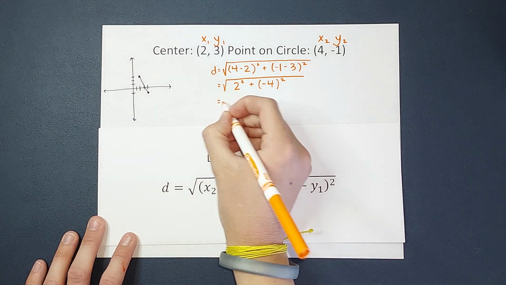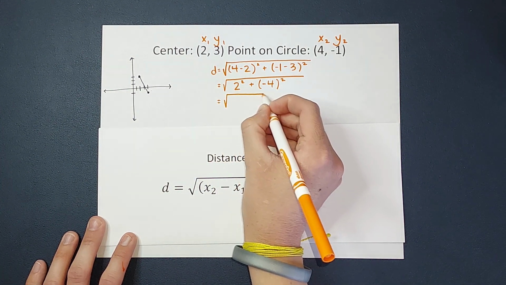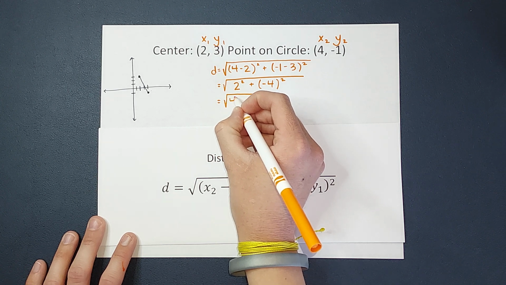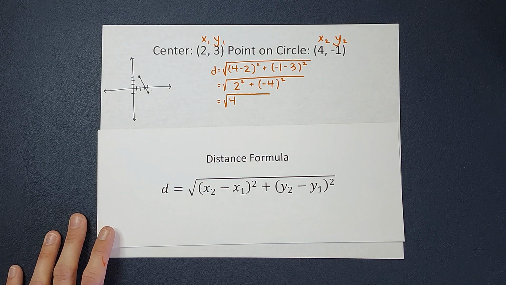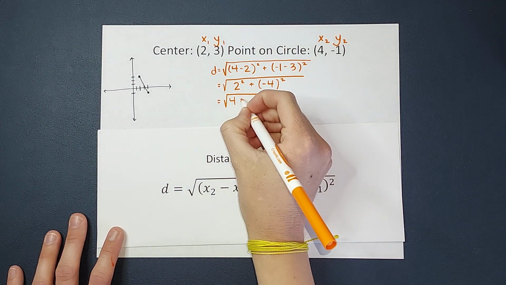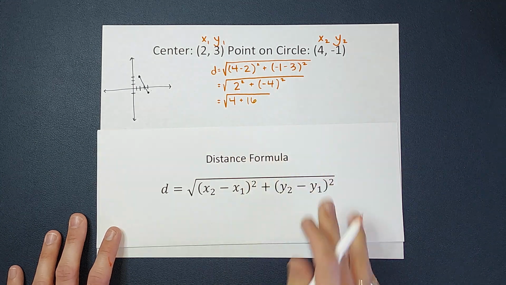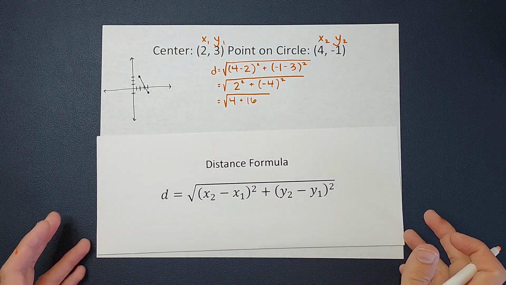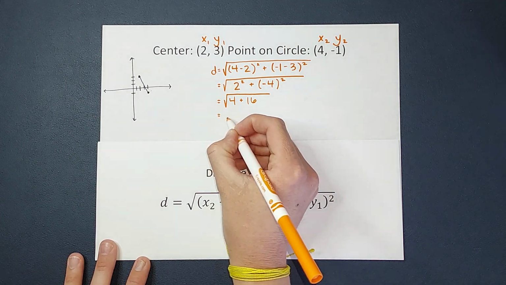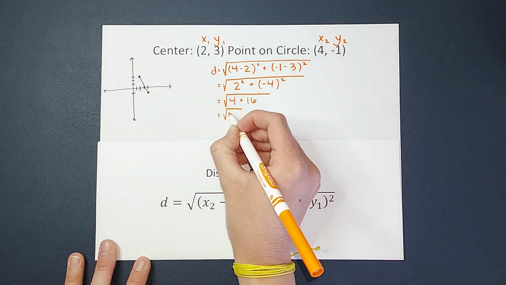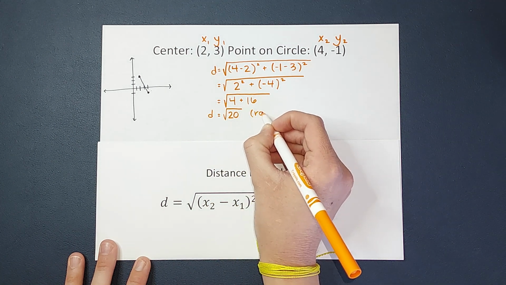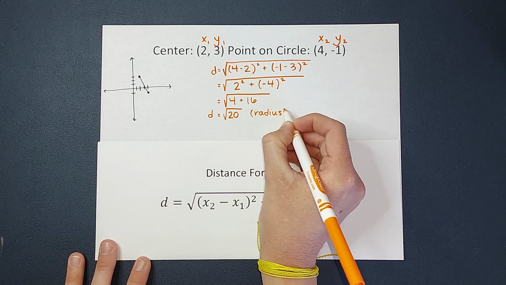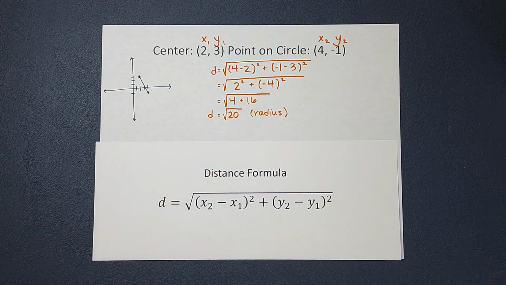So then we continue simplifying this down. 2 squared gives me 4, right? 2 times 2 is 4. Plus -4 squared is -4 times -4, which gives me a positive 16, right? Plus 16, okay? And then I add those and I end up with the square root of 20. This is my distance, and I'm going to write here my radius, right? So my radius is the square root of 20.